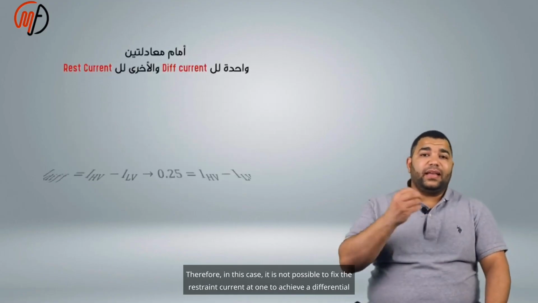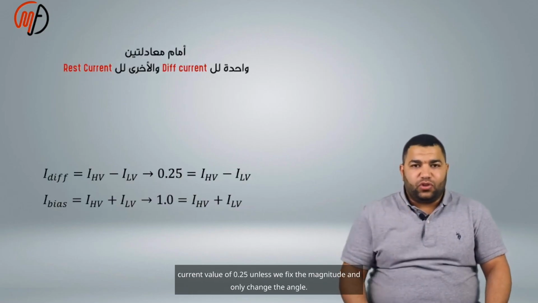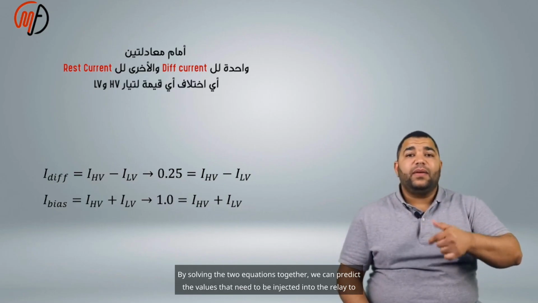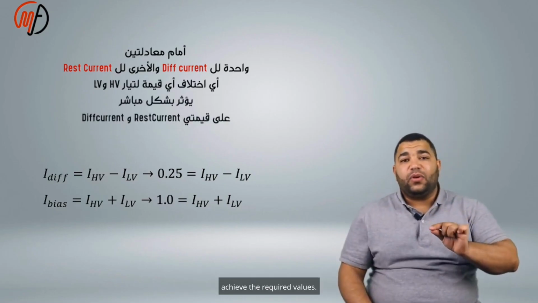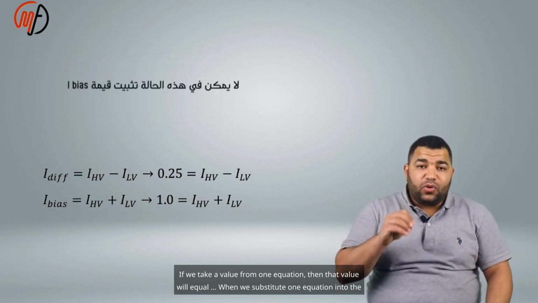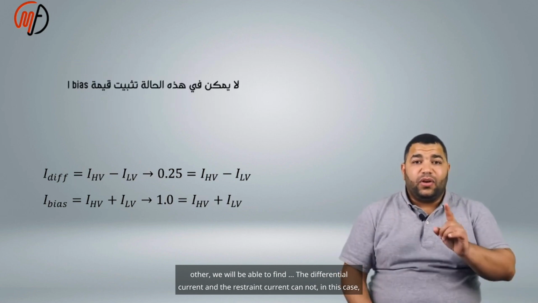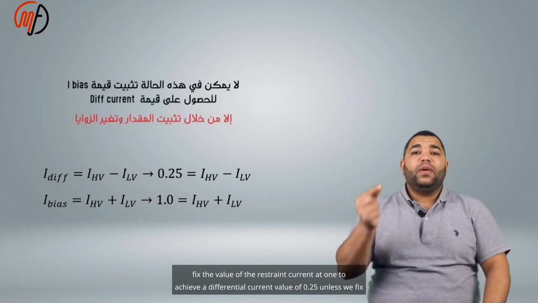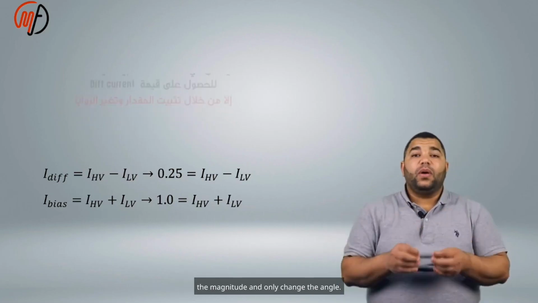Therefore, in this case, it is not possible to fix the restraint current at 1 to achieve a differential current value of 0.25 unless we fix the magnitude and only change the angle. By solving the two equations together, we can predict the values that need to be injected into the relay to achieve the required values. If we take a value from one equation and substitute it into the other, we will be able to find the differential current and the restraint current.